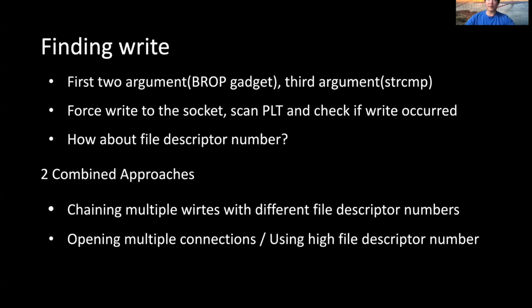Write can trivially be found by scanning each PLT entry, forcing a write to the socket and checking whether the write occurred. We need to determine the file descriptor number and can utilize 2 approaches. The first is chaining multiple writes with different file descriptor numbers, and the second is opening multiple connections and using high file descriptor numbers. A combination of the 2 will be used since Linux has a minimum of 1024 simultaneously open file descriptors, and POSIX requires a new descriptor to use the lowest number.